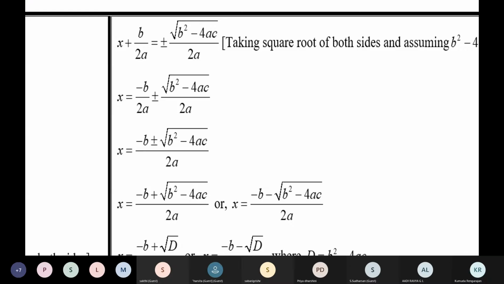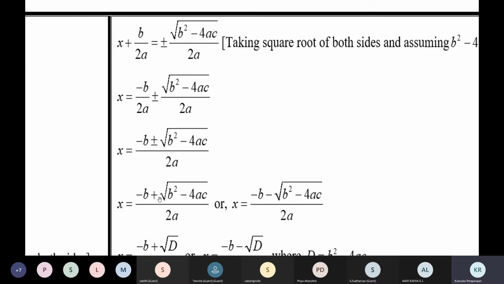Okay. So here we assume that b square minus 4ac is not negative. It can be 0 or positive, but we assume that it's not negative. Okay, if it is negative, we'll see what happens.